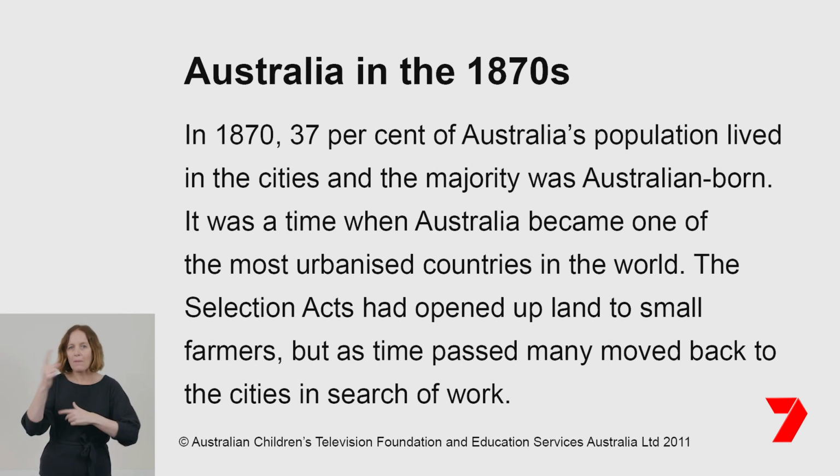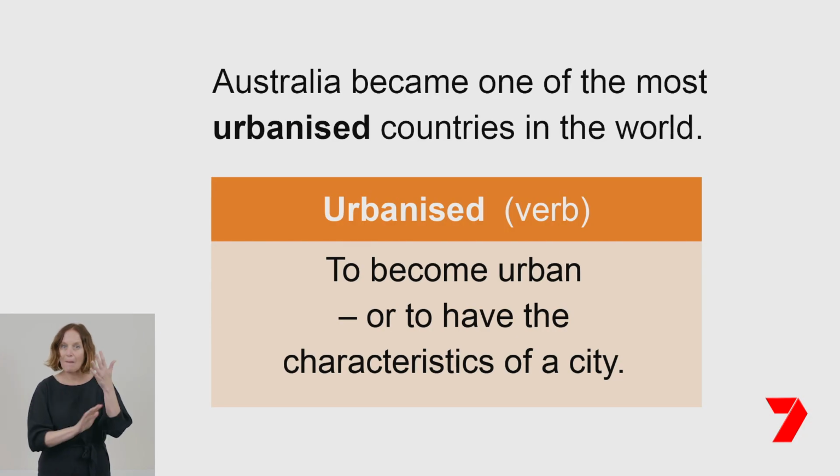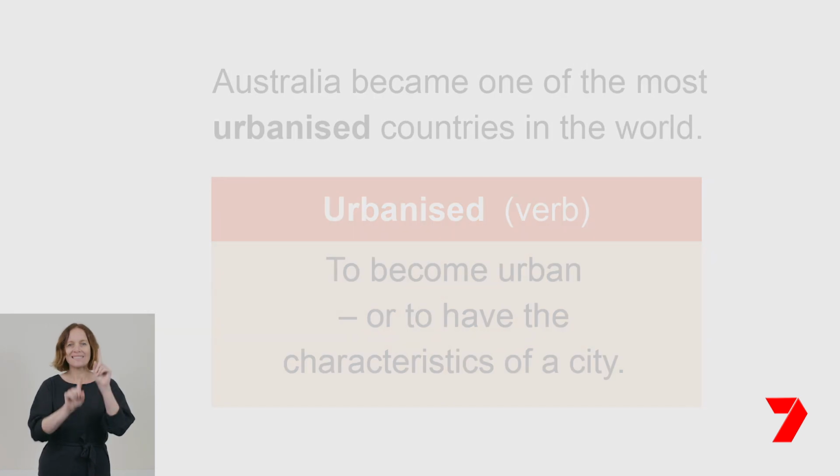Before we begin working out the main idea of this text, there is one word that we need to know the meaning of. The text says Australia became one of the most urbanised countries in the world. Urbanised means to become urban, or to have the characteristics of a city.